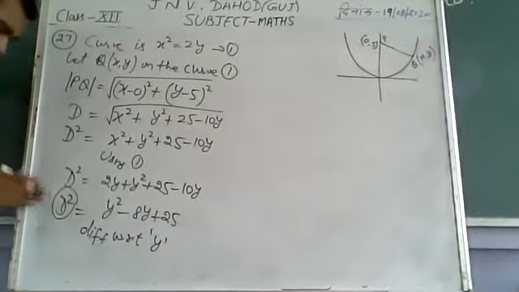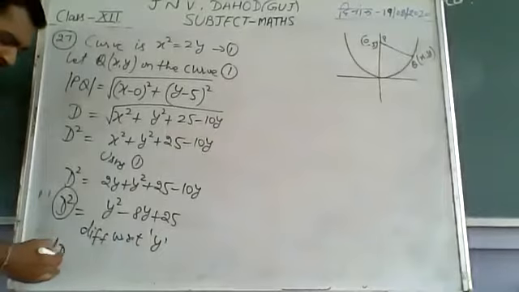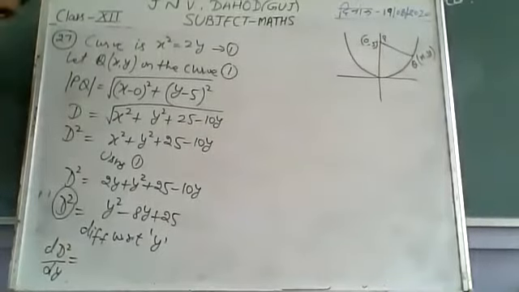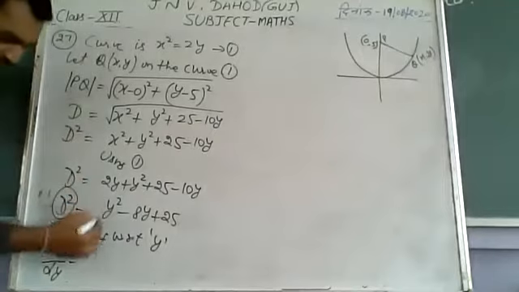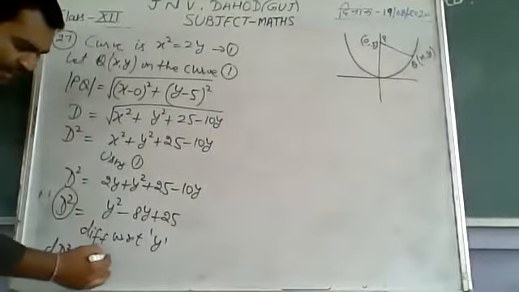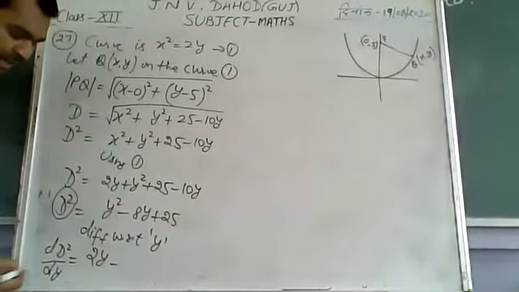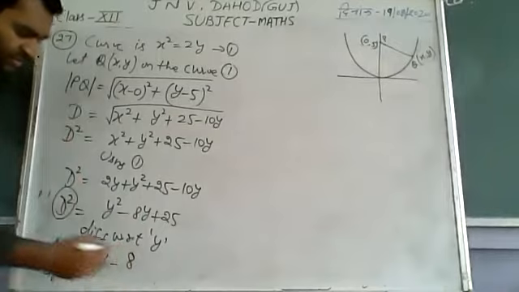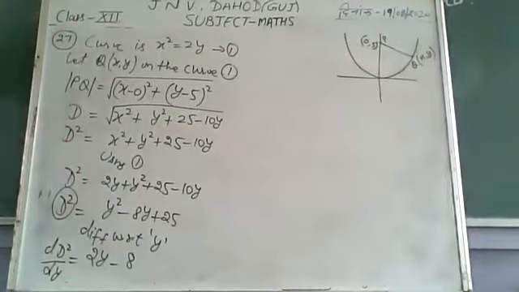Okay, so we can differentiate it directly. So हम d square का derivative as it is भी लिख सकते हैं. That is not the problem. So now the derivative of y square is 2y, minus 8 into the derivative of y, which is 1. This is the derivative of the given function.